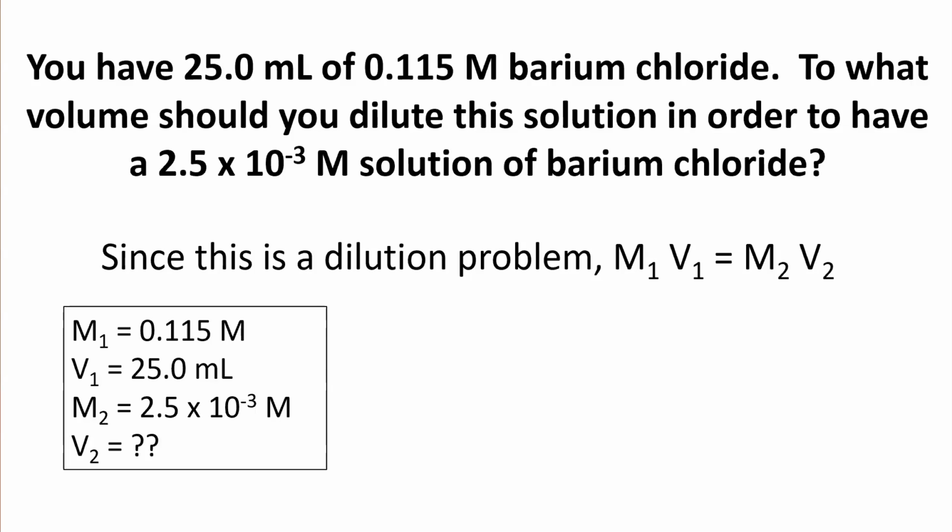And M2 then is what we're trying to find, what we're trying to create, I should say. 2.5 times 10 to the minus 3 molar solution. So note that it is more dilute, less concentrated, which makes sense since we're going to be diluting it by increasing its volume. And that's what we're going to find out. What is that final volume that we need to change our solution's volume to? We'll do that by adding our solvent.